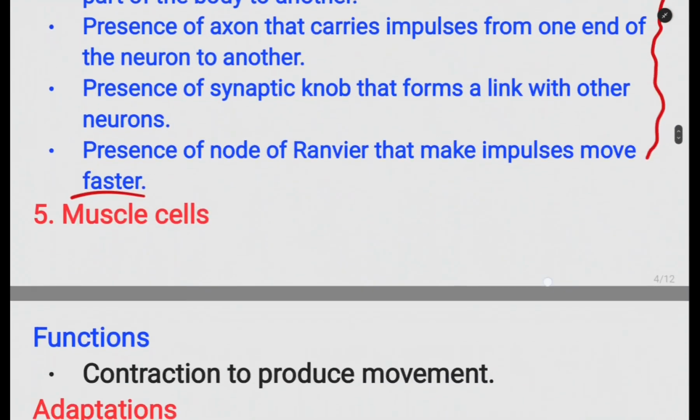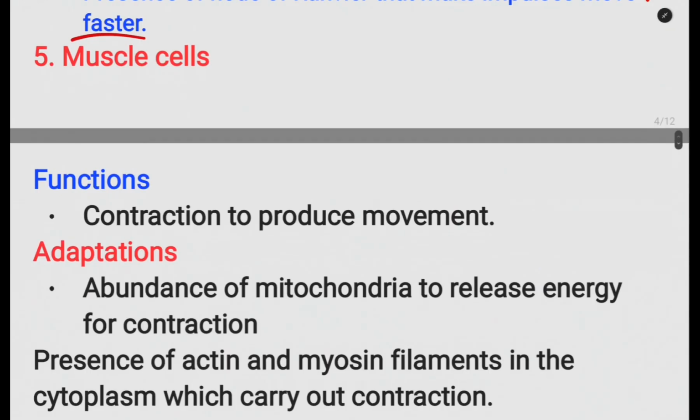Okay. Let us look at muscle cells. So the fifth one that we are looking at is muscle cells. As always, what are the functions? Muscle cells contract to produce movement. So the function, we can say, is contraction to produce movement. But not only this, we should be able to look at other functions of the muscles or muscle cells. What do you think are the functions? So here we have contraction to produce movement.